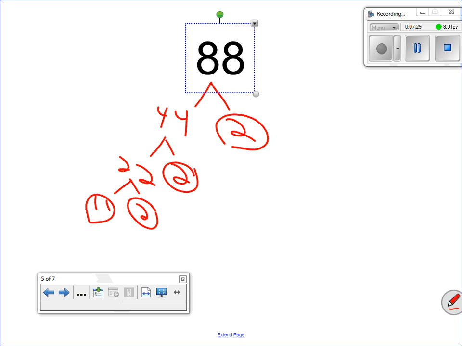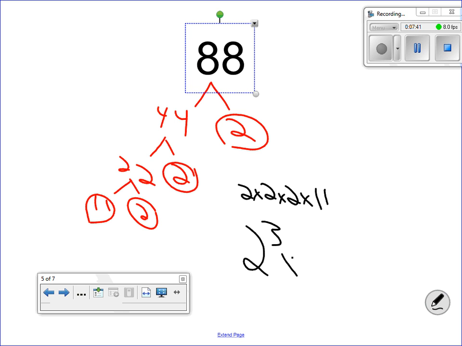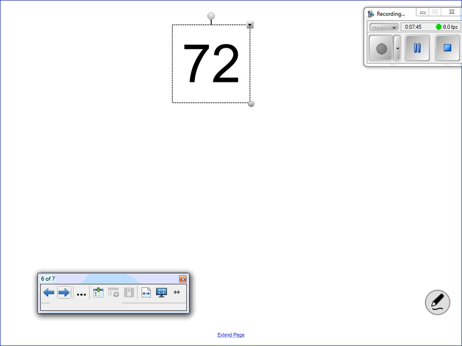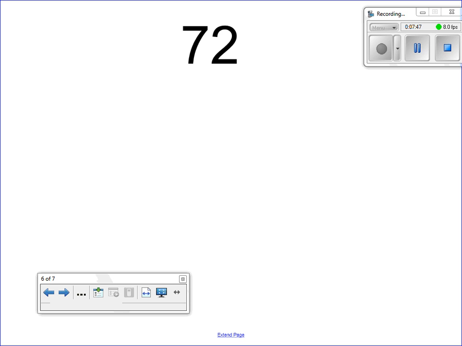This is how this answer is written, just so we're not confused tomorrow. Once again, it's 2 times 2 times 2 times 11. Or we can do 2 to the 3rd power times 11. Here's another one. 72. Let's take a look here. How can I get to 72? Well, I know 7 plus 2 equals 9. With our divisibility rules of 9, we know 9 can go into 72. 9 times 8 equals 72.